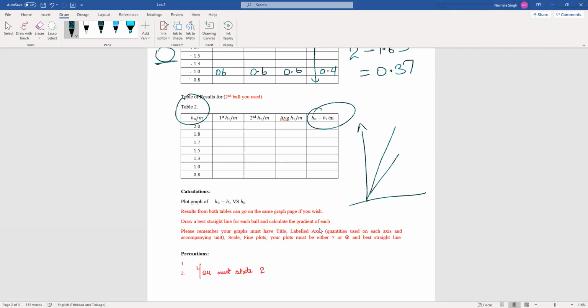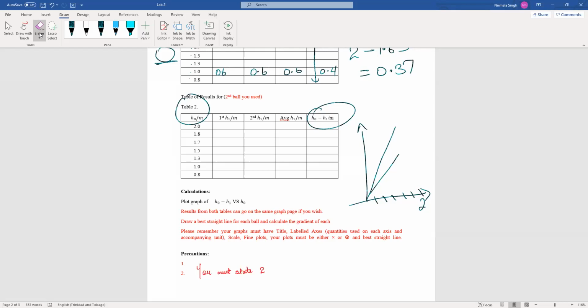So if you use a good scale, you can put everything on the same graph. Here you can go up to 2 meters for your H0 and your H0 minus H1 values. Draw your best straight line for each ball. Remember, best straight line, you estimate your straight line. We're not doing dot to dot. We're not playing that nonsense. And you find the gradient for each.